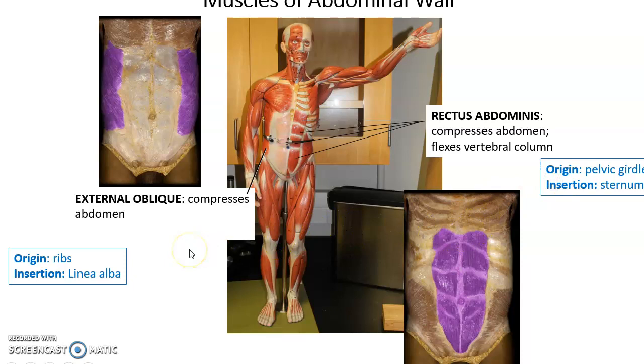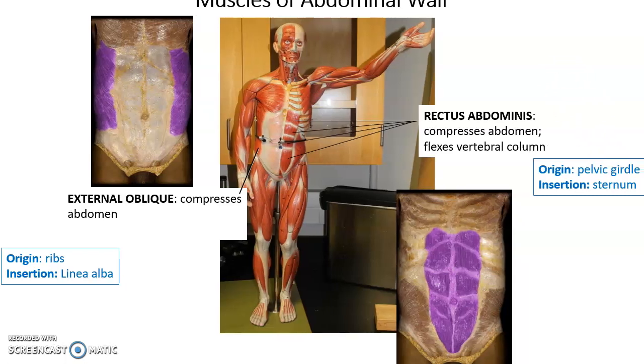All right, other muscles, muscles of the abdominal wall. We have rectus abdominis. These are two sheet-like muscles, rectus abdominis. They're toward the front, and they compress the abdomen and also can help to flex the vertebral column, allowing you to say bow. Their origin is the pelvic girdle, and their insertion is into the sternum.